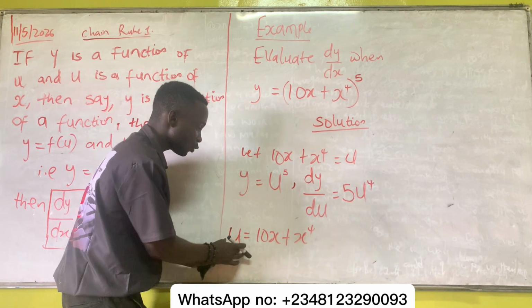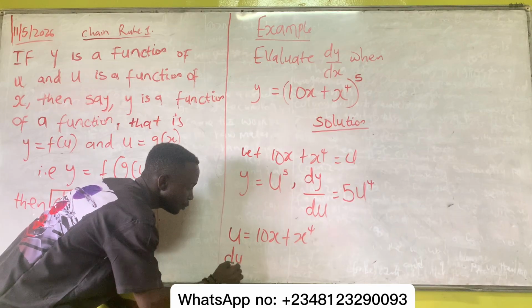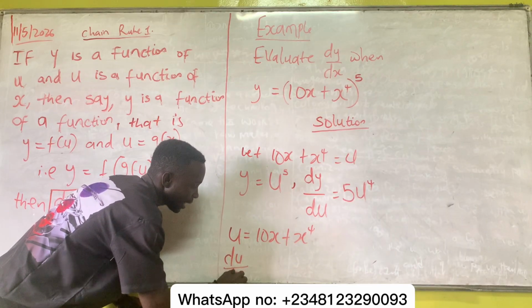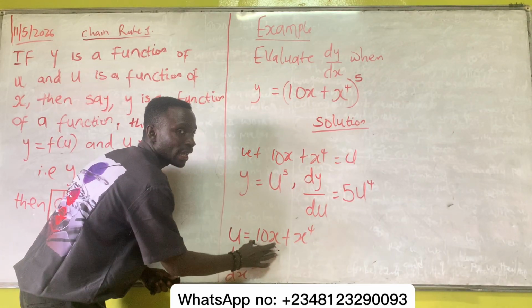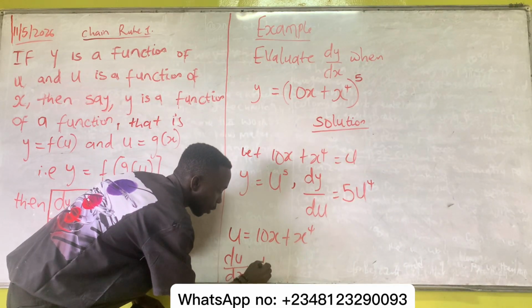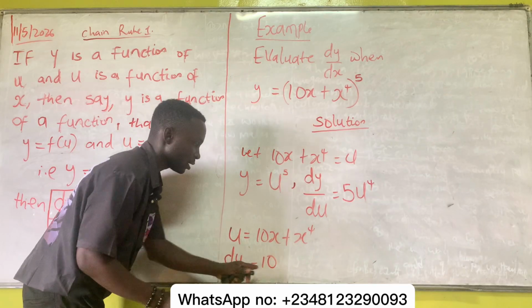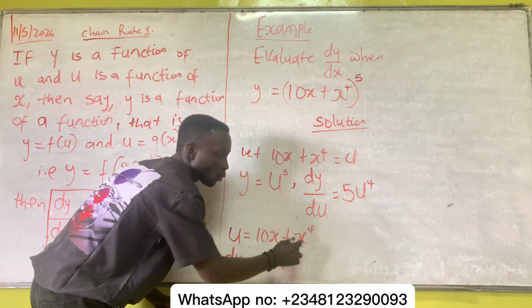If we differentiate u with respect to x, we are going to have du over dx equal to, differentiate 10x, you have 10, plus differentiate x raised to the power 4.